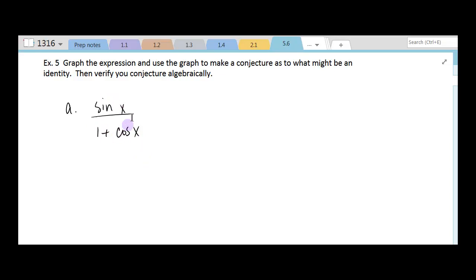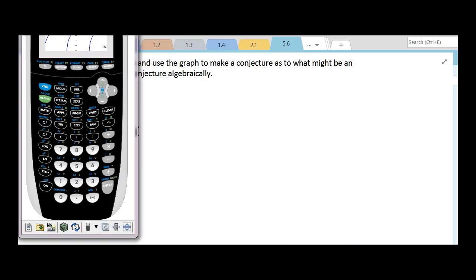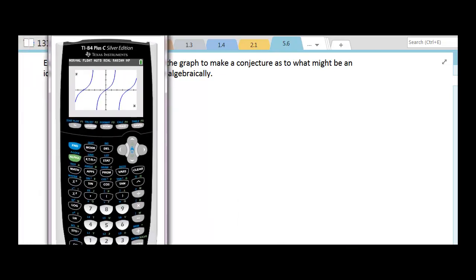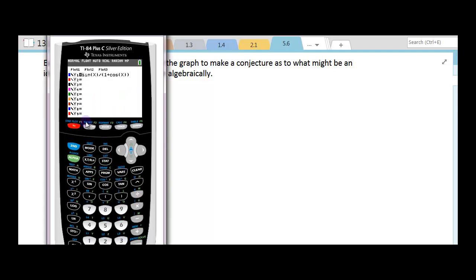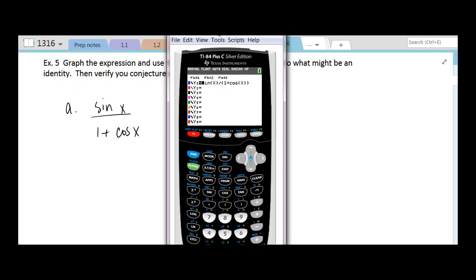So I'm going to go ahead and enter this expression into my calculator on the y equals. And when I do that, let me pull up my calculator for you. Now this is on the y1. So I have sine x divided by 1 plus cosine x.